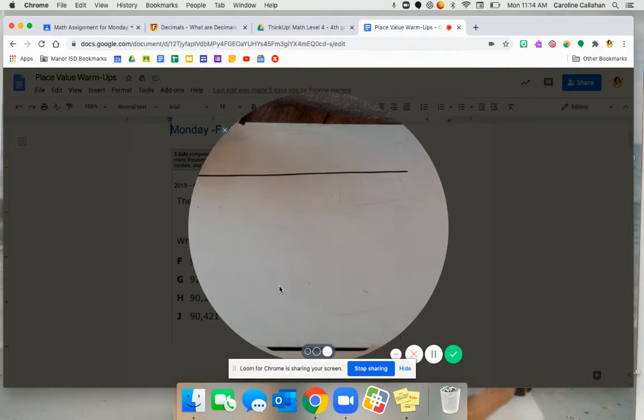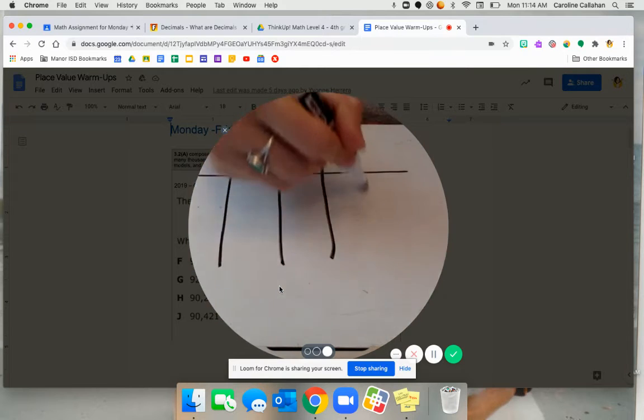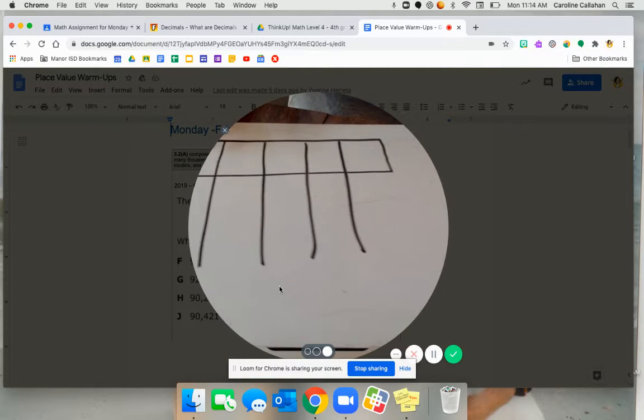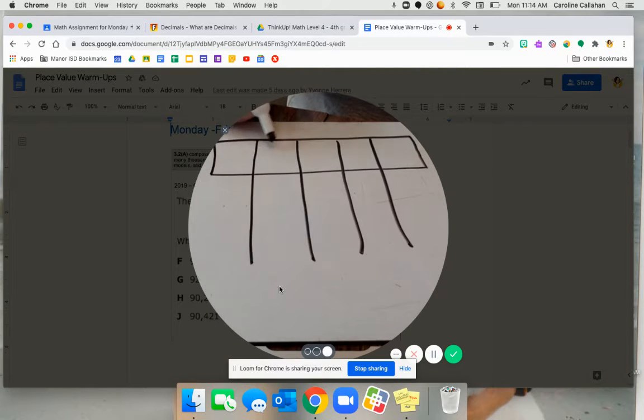And I'm going to draw 4 lines to make 5 boxes. So 1, 2, 3, 4. And let's see. Here's 1 box. Oops. 1, 2, 3, 4, 5. And the reason we need 5 is because our largest value digit has 5 place values, right?